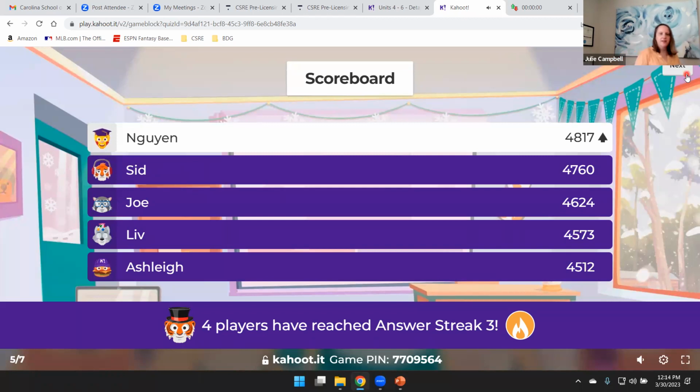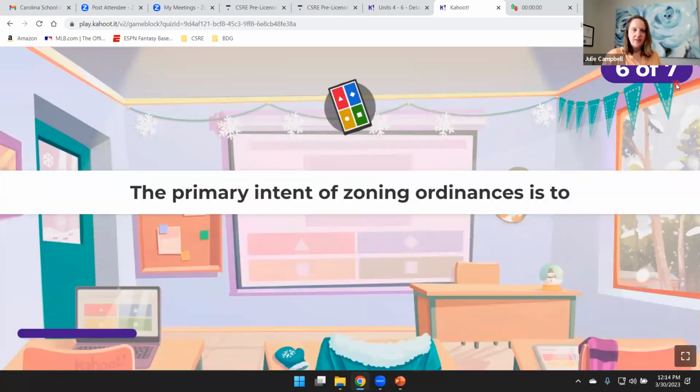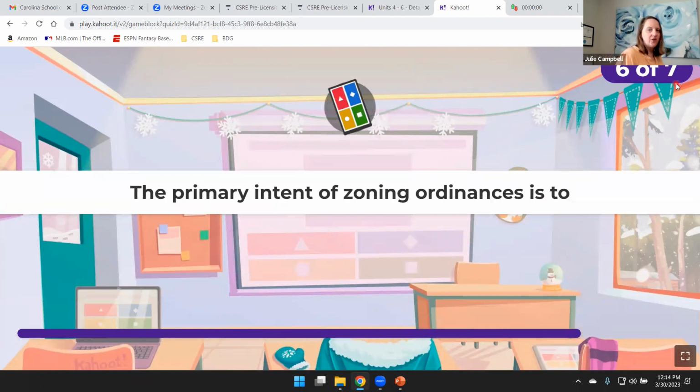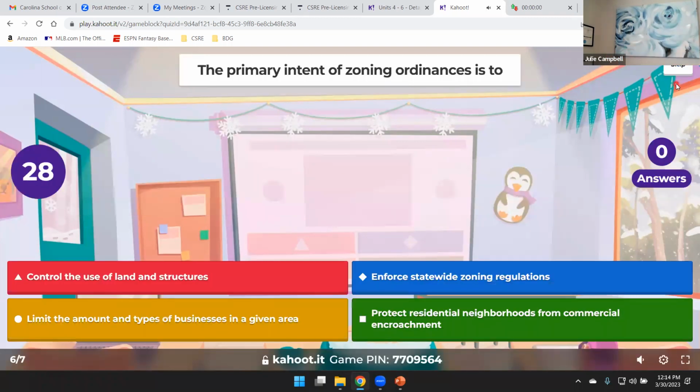Nugent's on top now. Sid, Joe, Liv, and Ashley are staying put. Four of you got your answer streak back. Question number 6, the primary intent of zoning.